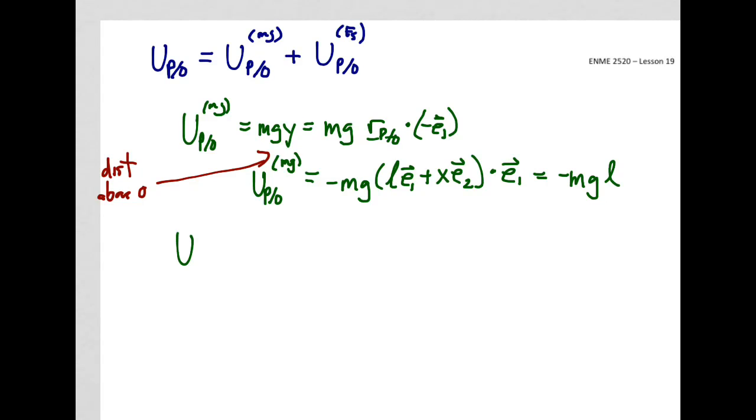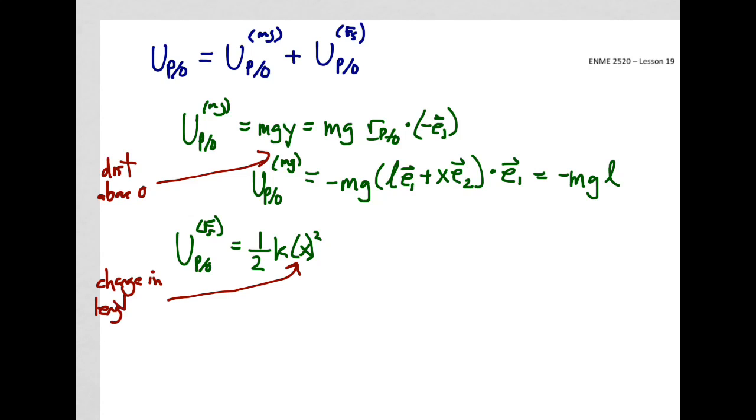We're moving on to our potential energy, P with respect to O, of our spring force. We see from the book that that's 1/2 k x squared, where x is the change in length of the spring, with respect to the resting length.